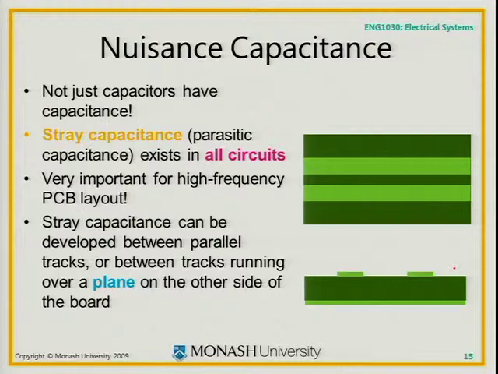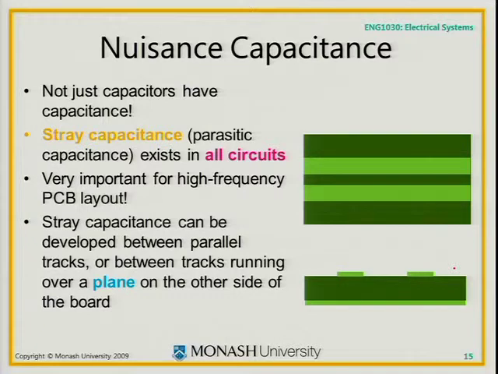So you might build a capacitor because you want capacitance to play a role in a circuit, but there are also situations where it's just there, even if you didn't necessarily want it there. So capacitance exists, for example, if you're building a printed circuit board and you're operating at high frequencies. They have this stray capacitance, or parasitic capacitance, and it exists between tracks.